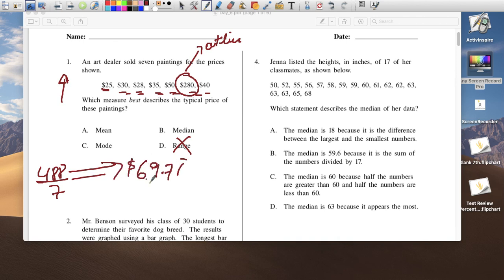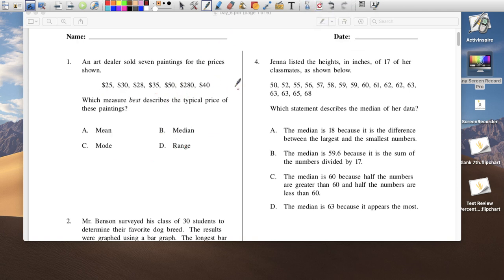So it says here that the average price of these paintings is $69.71. Meanwhile, there's no painting that's even near that value except, not even 280. Okay, so the mean is definitely gone. And because it has an outlier, we want to choose the median.